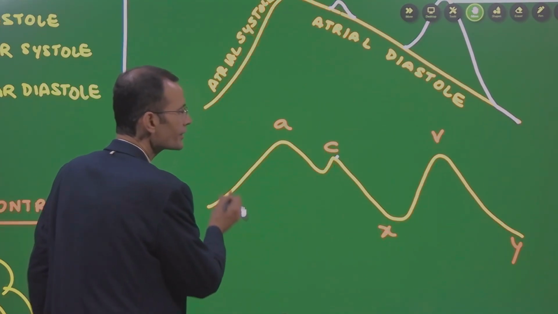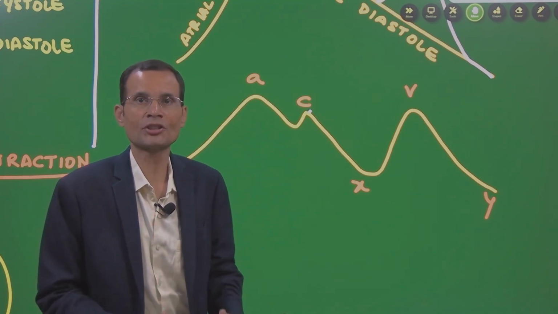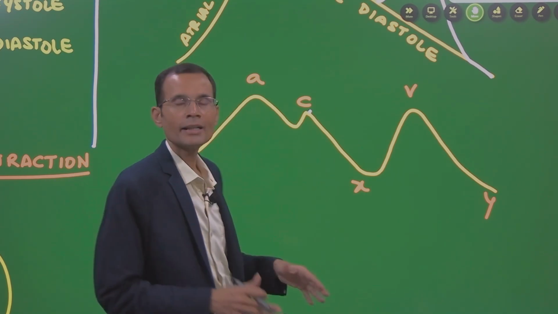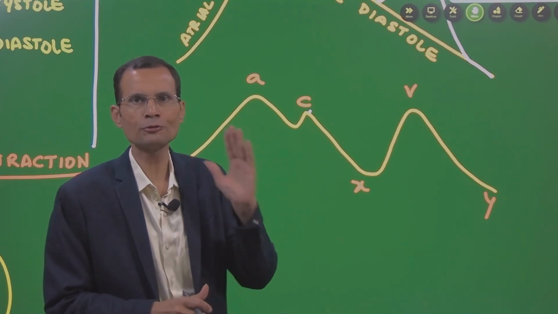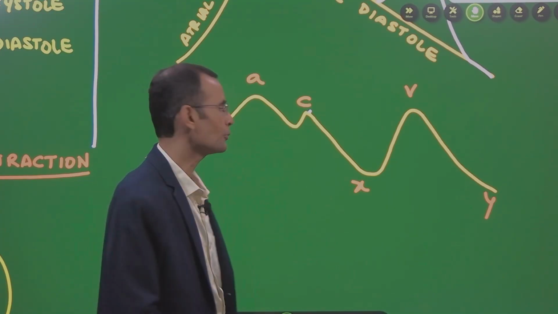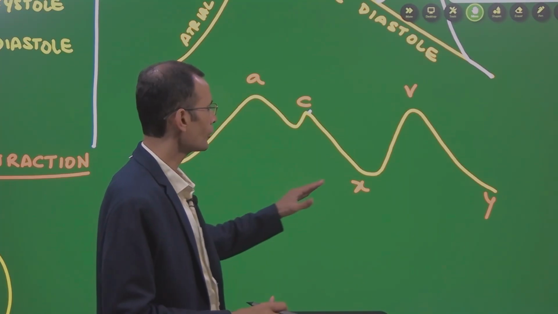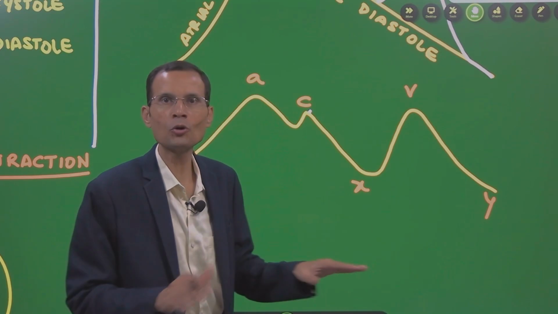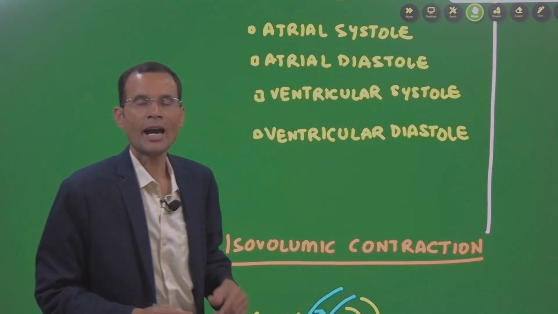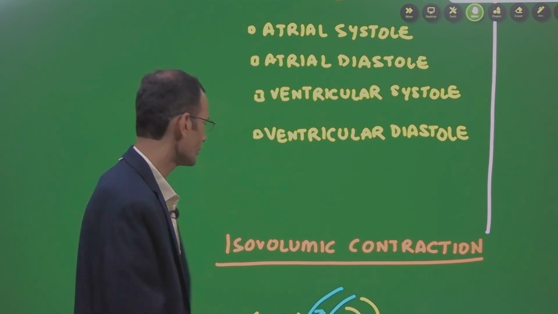All right. So X descent indicates right ventricular ejection. This phase is right ventricular ejection and atrial pressure was falling. It continues to fall. Now the point comes where we answer the MCQ. At the end of right ventricular systole, ejection is over. Now the ventricular diastole starts, and at the start of ventricular diastole, there is isovolumic relaxation.